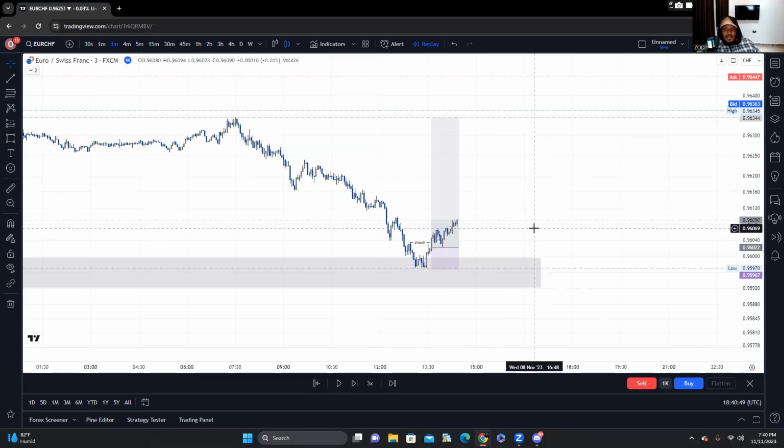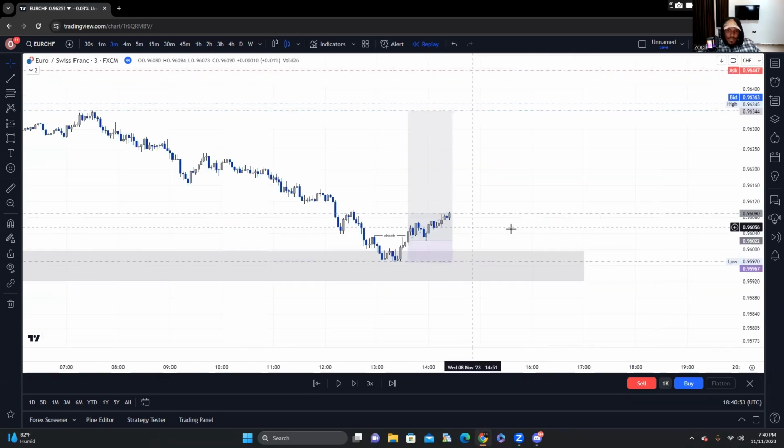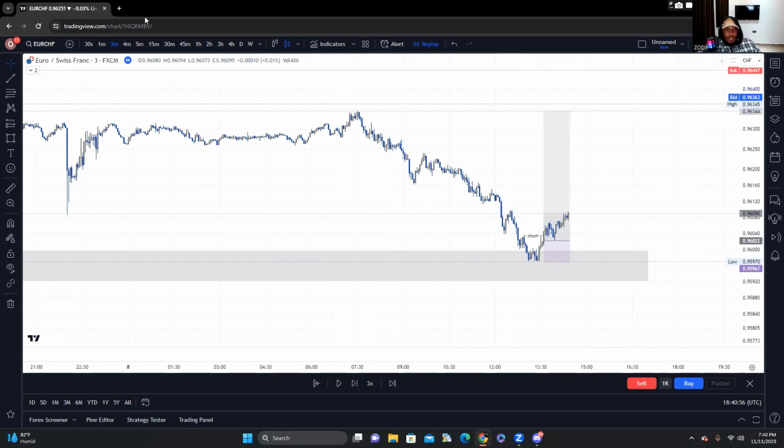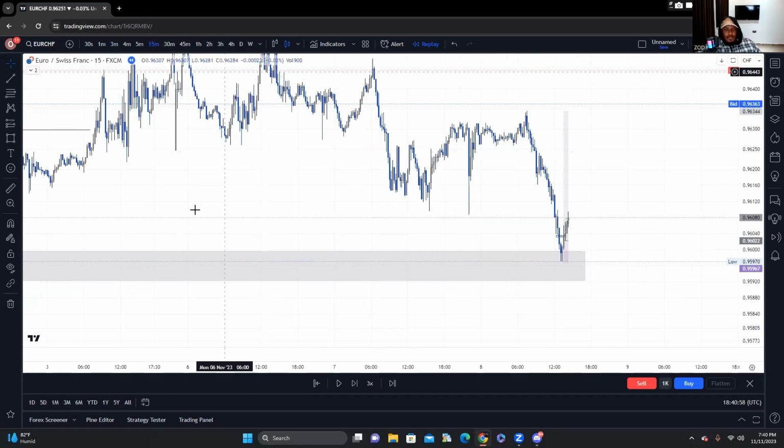Apologies for that. I had a call. Okay, so now we're tapped into this trade and we are targeting this high, right? So let's go to, let's see the 50-minute time frame.